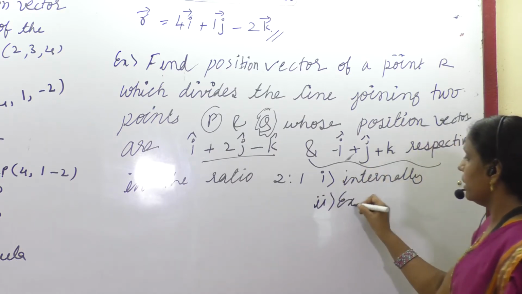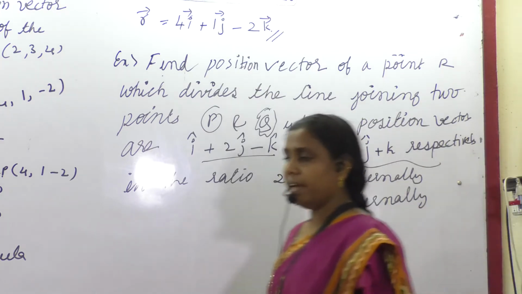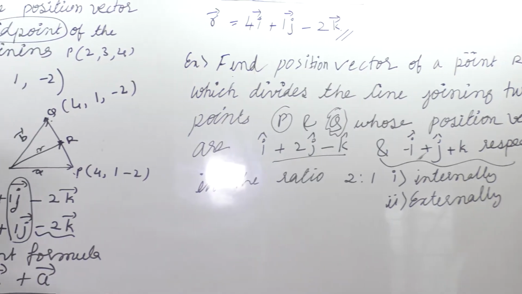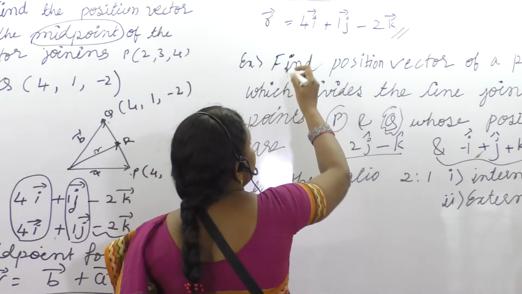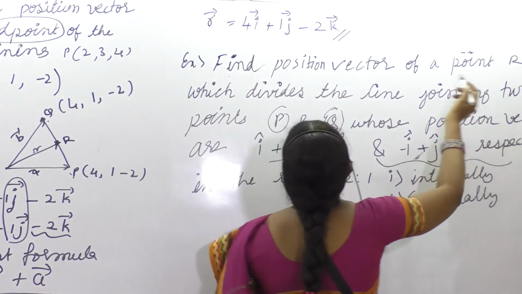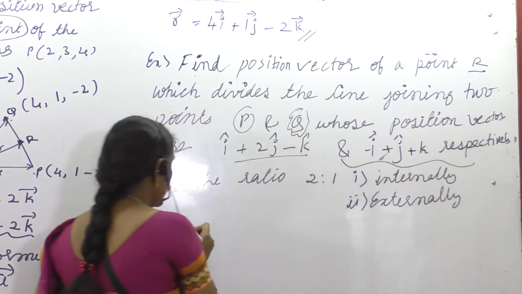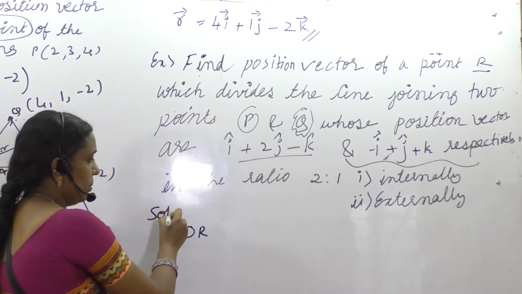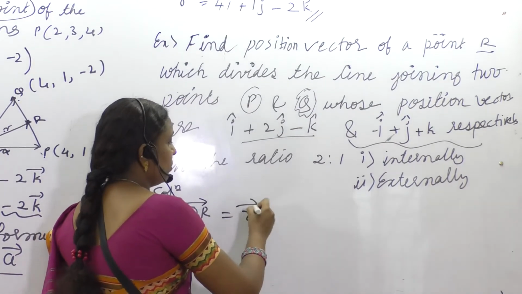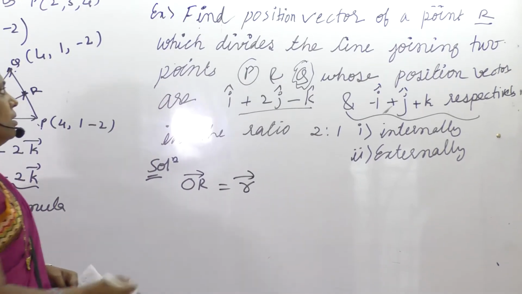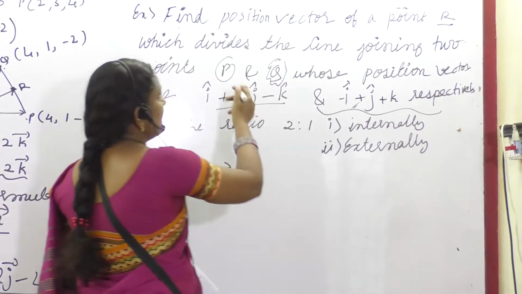This is very simple. I hope you can solve it by yourself. Am I right? Can you solve it by yourself? What all the data is given? Tell me. Find position vector of a point R which divides. Means R. It means OR. OR is to be determined. And what is this? Position vector. What are we taking this as? R. Line joining PQ whose position vectors are P.